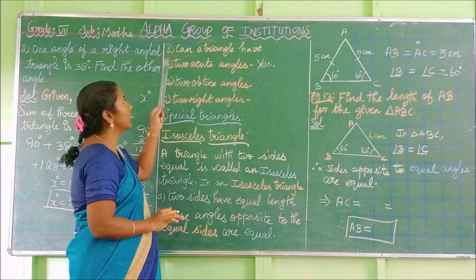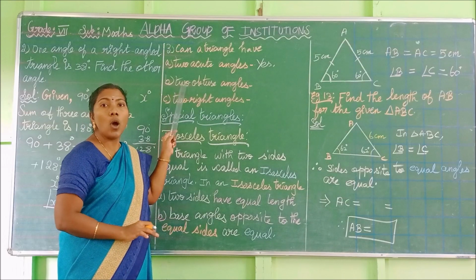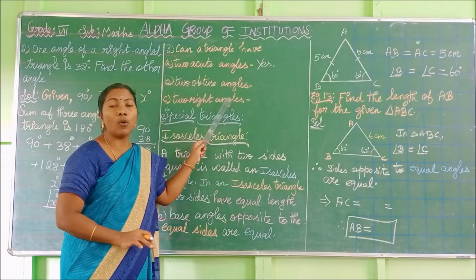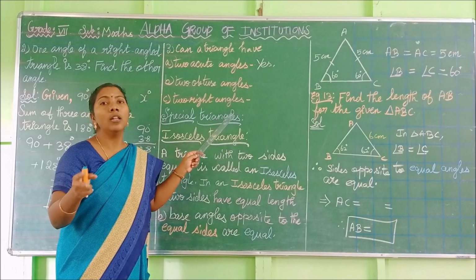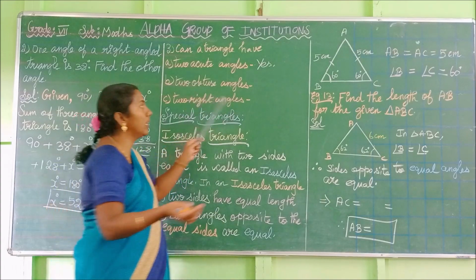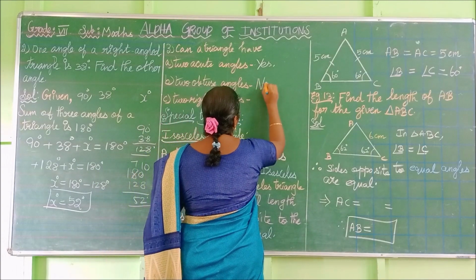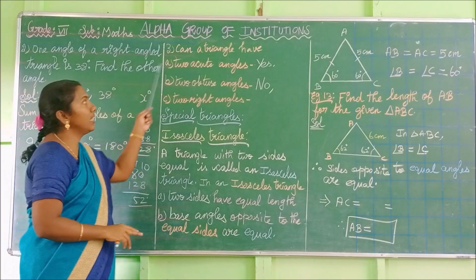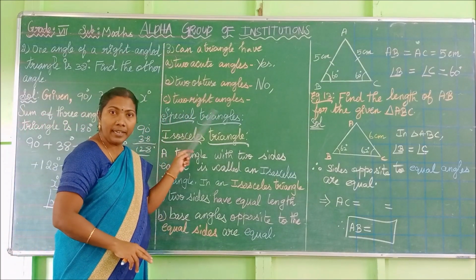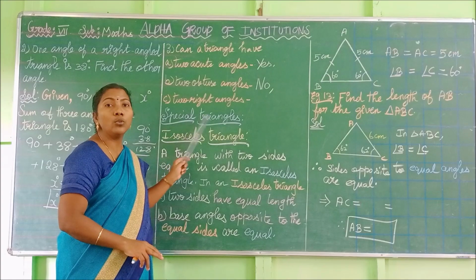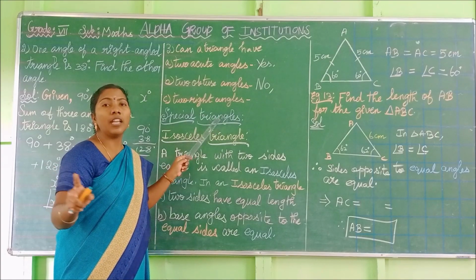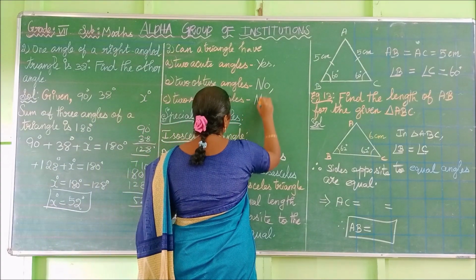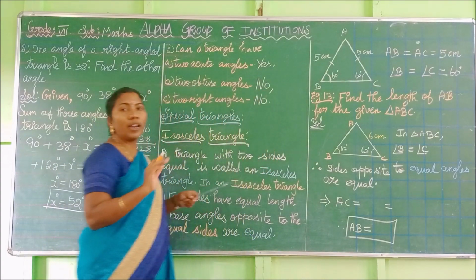And what is the next one? Can a triangle have two obtuse angles? What happens if a triangle has two obtuse angles? It should not be a triangle. So here you have to write no. No, a triangle cannot have two obtuse angles. Similarly, can a triangle have two right angles? A triangle cannot have two right angles. So here also you have to write no. A triangle cannot have two right angles.